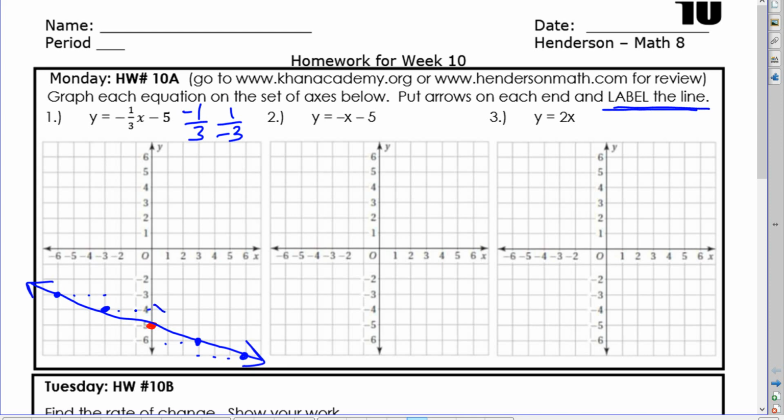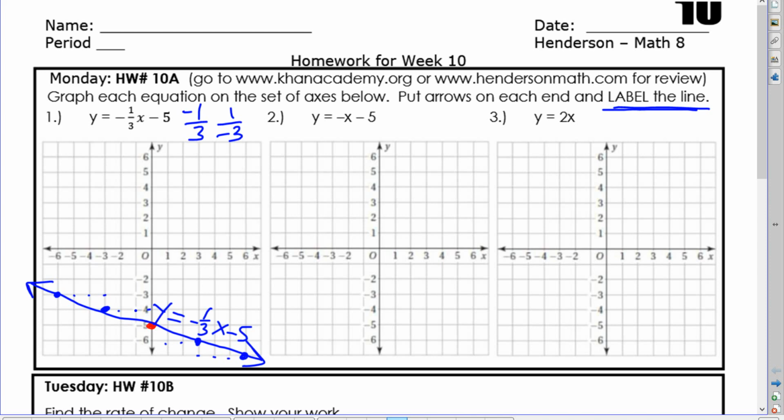You label the line by writing the equation right alongside like this. Now, it kind of seems like a moot point when you only have one line on the graph, that it would obviously be y equals negative 1/3 x minus 5. But pretty soon we're going to start drawing two lines on the same graph. And when you do that, you need to specify which line is which.